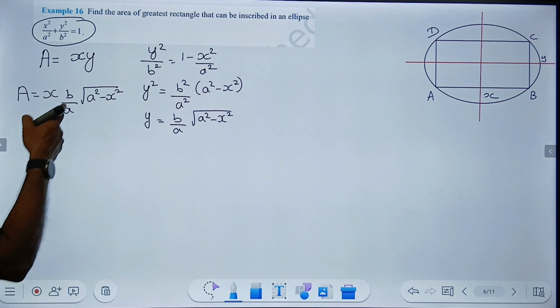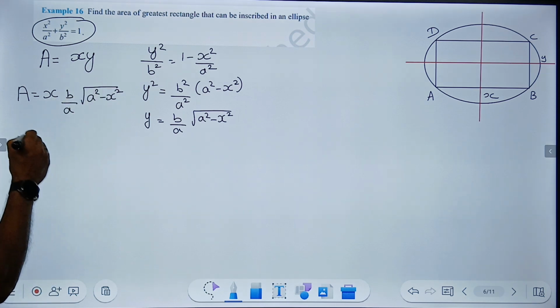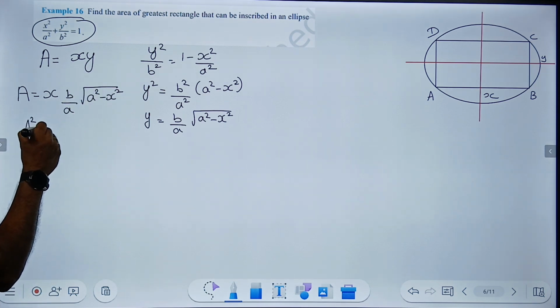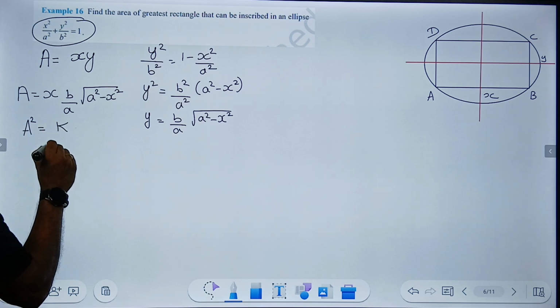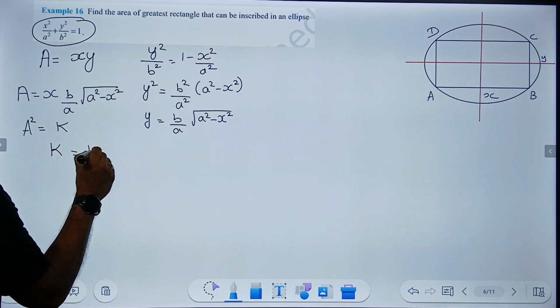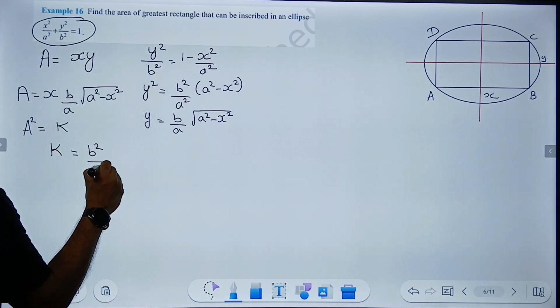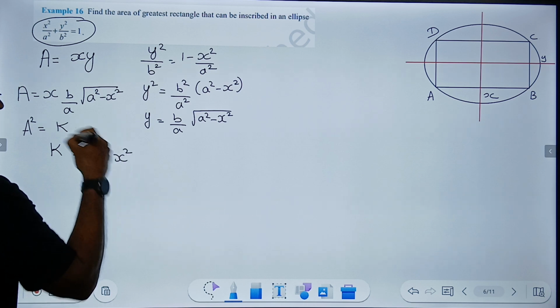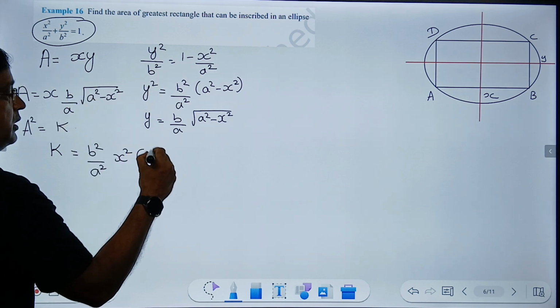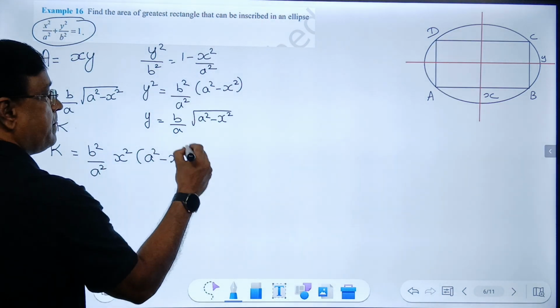But remember, I have told you whenever there is a square root, you can get rid of it by squaring it and calling it k. So what is k equal to? b square by a square into x square into a square minus x square. So in that way you can avoid the square root.